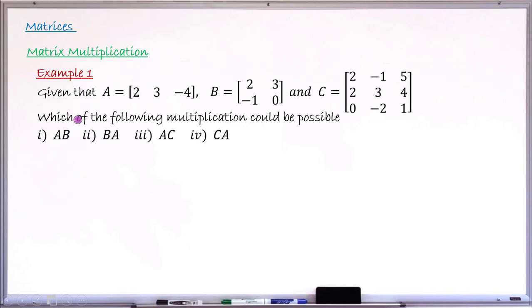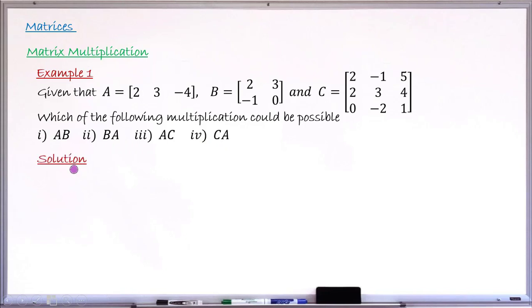And what the question says is, which of the following multiplications could be possible? So you have one, A times B. We have to check whether it's possible or not. Number two, B times A. We have to check whether it's possible or not. Number three, A times C. And number four, C times A. So we have to find out whether these multiplications could be possible. We are not asked to do the multiplication yet, but just to check the conditions, whether these four multiplications could all happen. So, the solution to this problem.